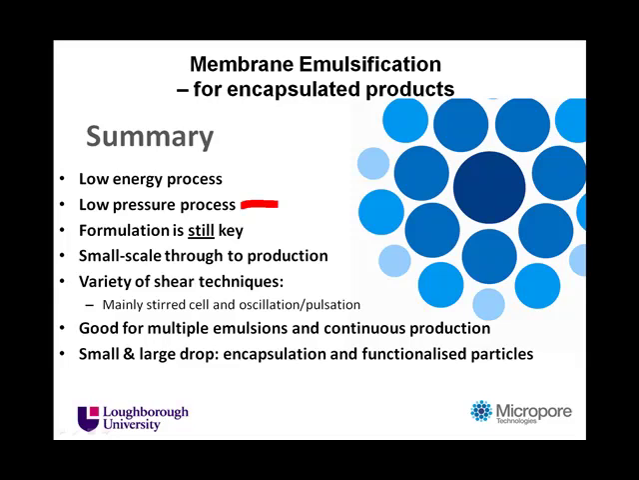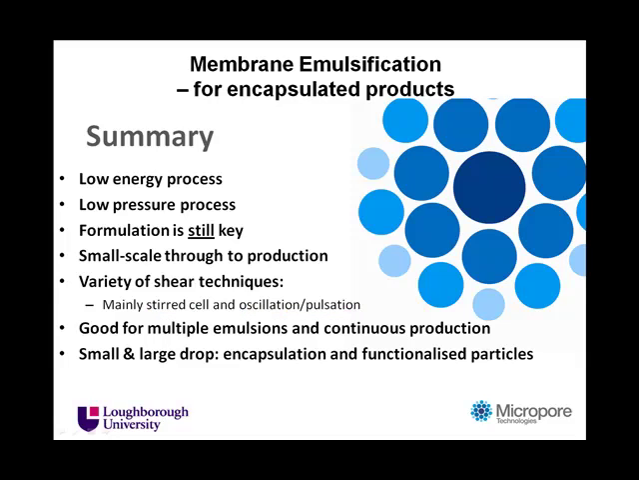Formulation is still important. It still requires some good laboratory testing and understanding of the chemistry, but that can be done at the small scale, and then we can scale up through to tens of kilos per hour, hundreds of kilos per hour, or even tons per hour production using the same membrane emulsification technique, just a different way of applying the shear onto the surface of the membrane to create those drops. And the variety of shear we've been talking about, well, a stirred system for laboratory testing, oscillation and pulsation primarily for production, although crossflow's okay so long as you don't mind a bit of breakage of the droplets in the pump.